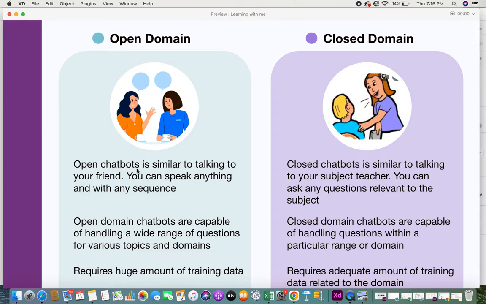In contrast to open domain chatbots, you have the closed domain. These bots are similar to talking to your subject teacher. You can ask questions, but they might be limited only to that particular subject. For example, if you're speaking to a math teacher, the teacher would be able to respond with the right answer because it's related to the teacher's domain. You cannot approach a math teacher and ask some physics questions because it's totally out of the teacher's domain. This is an example of closed domain chatbots.